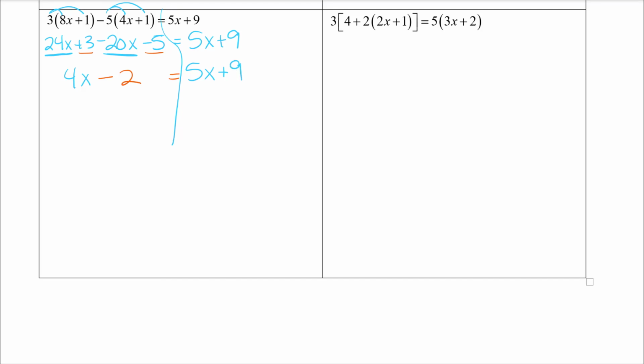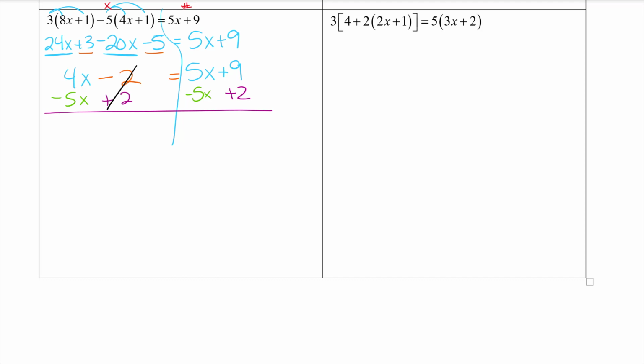I want to label one side to be the x side, so I'm going to put the x's on the left and the numbers on the right. And let's see, on the left, the negative 2 is in the wrong spot, so I'm going to add 2 to both sides. At the same time, the 5x is on the wrong side as well, so I'm going to go ahead and subtract 5x from both sides. I'm going to do basically 2 steps in one.